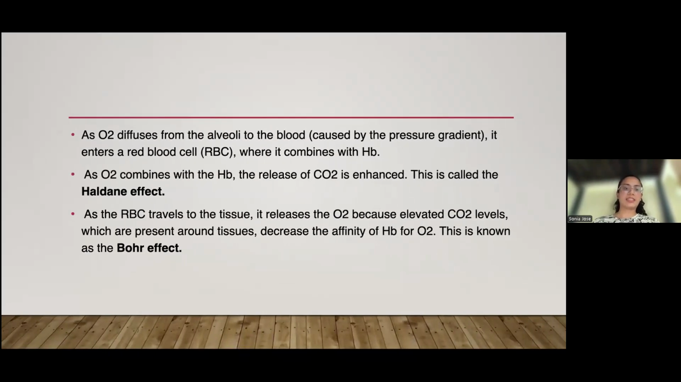The next is the Haldane effect and Bohr effect. Haldane effect: as O2 diffuses from the alveoli to the blood caused by the pressure gradient, it enters a red blood cell where it combines with Hb. As O2 combines with Hb, the release of CO2 is enhanced. This effect is called the Haldane effect. And as an RBC travels to the tissue, it releases the O2 because elevated CO2 levels present around tissues decrease the affinity of Hb for O2, and this is called the Bohr effect.